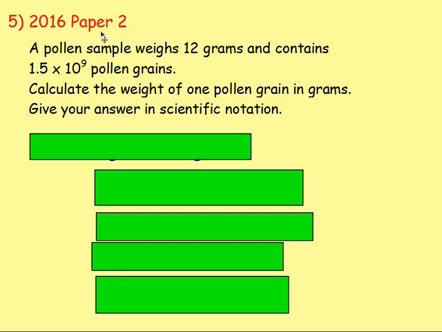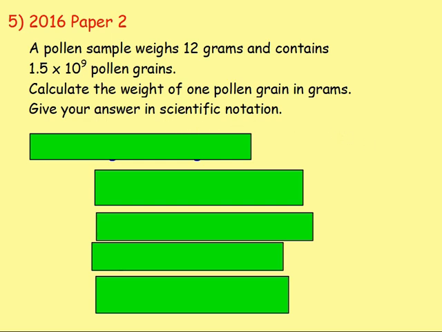Fifth example from 2016. Again, it's a paper 2 question, which means you can use a calculator to solve this. A pollen sample weighs 12 grams and contains 1.5 times 10 to the power of 9 pollen grains. Calculate the weight of 1 pollen grain in grams and give your answer in scientific notation.